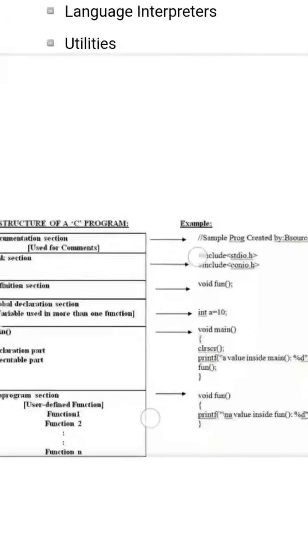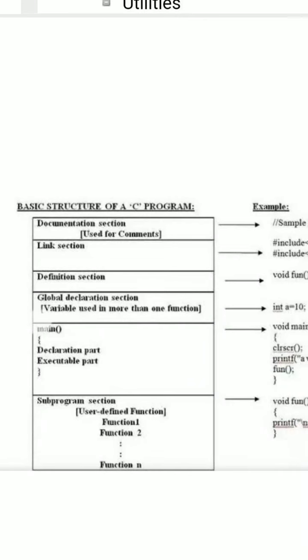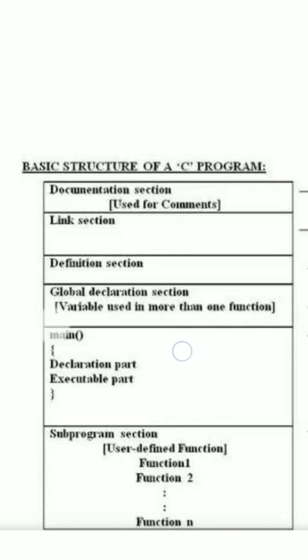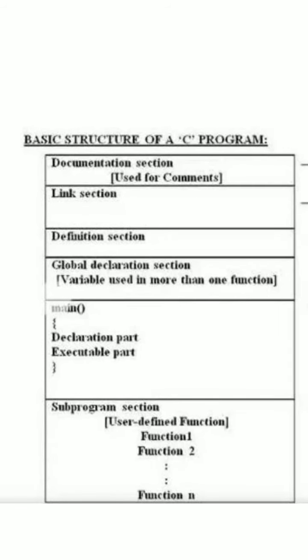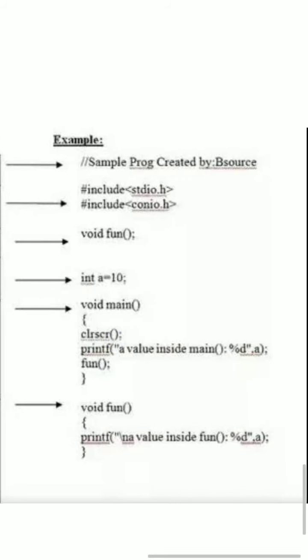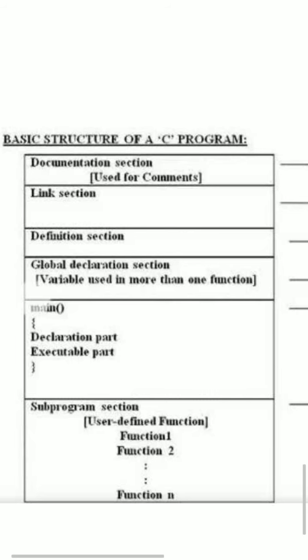So this is the basic structure of a C program. First of all, you can see that there is a section known as the documentation section. This documentation section is used for our understanding. You can see the double slash, which shows it is for our understanding. You can just read that line to understand what the program is for. The C language will not run the text written in this documentation section.